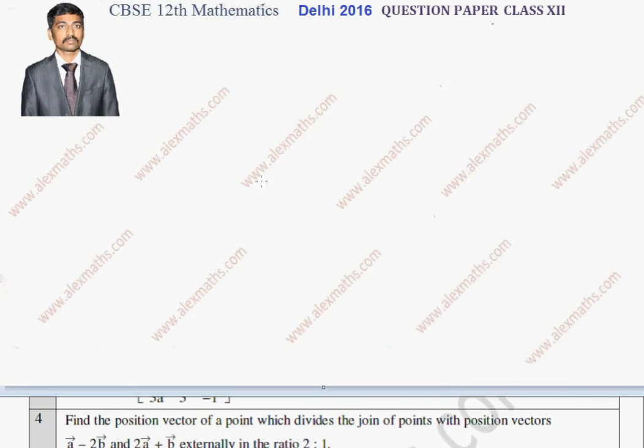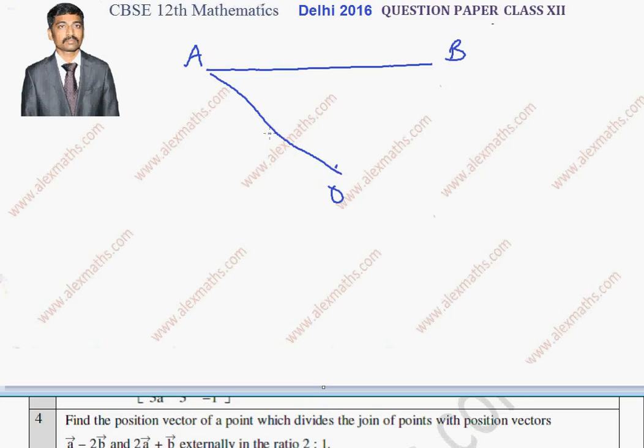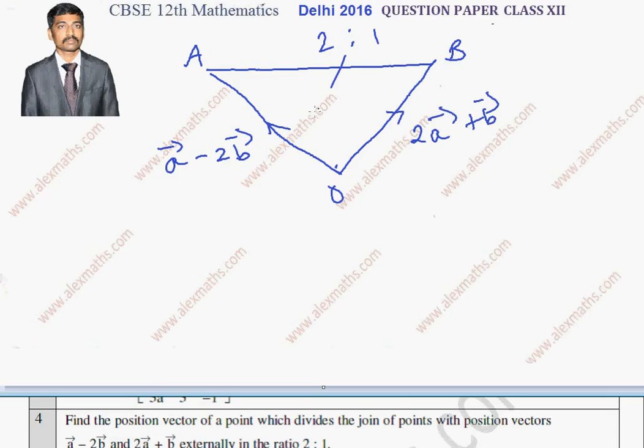Question number 4. Find the position vector of a point which divides the join of points with the position vector a vector minus 2b and 2a vector plus b externally in the ratio 2 is to 1. So I'll take, in the diagram, this is OA vector and they have given this is a minus 2b, and OB vector I will take, which is 2a plus b. It is dividing in the ratio 2 is to 1. Since it is given externally, I am going to use the external point formula.